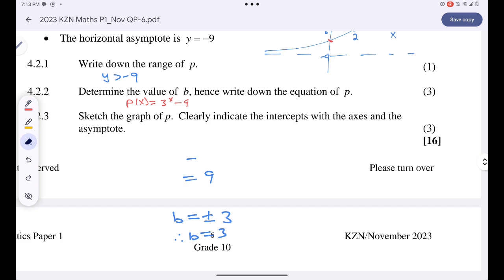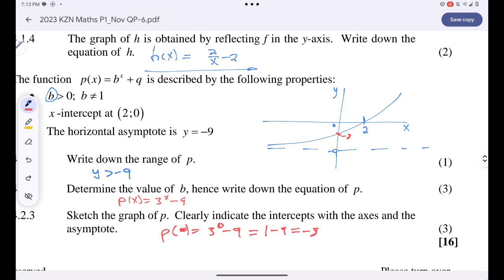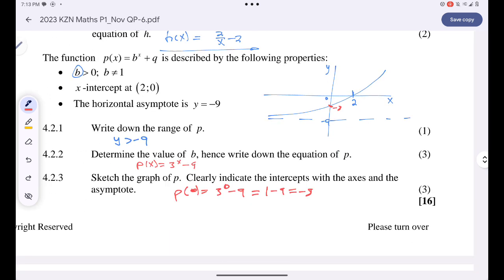Remember that for the y-intercept, x is always 0. I don't care what kind of a graph I'm dealing with, but for me to find the y-intercept, x has to be 0. So I'll have p of 0 being equal to 3 to the power of 0 minus 9. Anything to the power of 0 is 1, so 1 minus 9 is simply negative 8. So that value over there is negative 8. That's how your graph should look, guys.